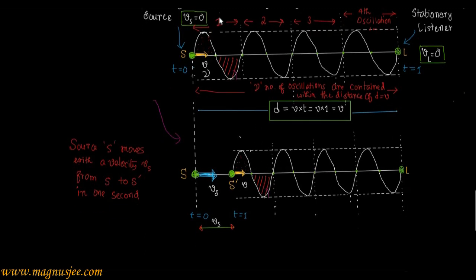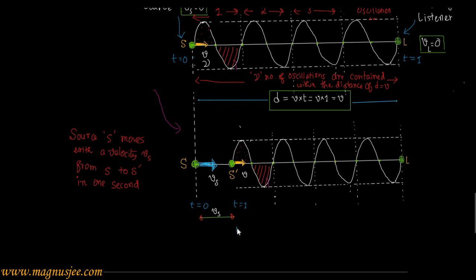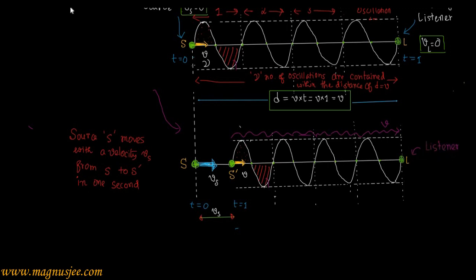Now the sound wave propagates with the velocity v in the medium. Now the sound wave propagates with velocity v from the position S prime to the stationary listener L. And the actual frequency of the sound wave is nu. The distance traveled by the sound wave in the interval of time 1 second is d prime, which is equal to v minus vs.